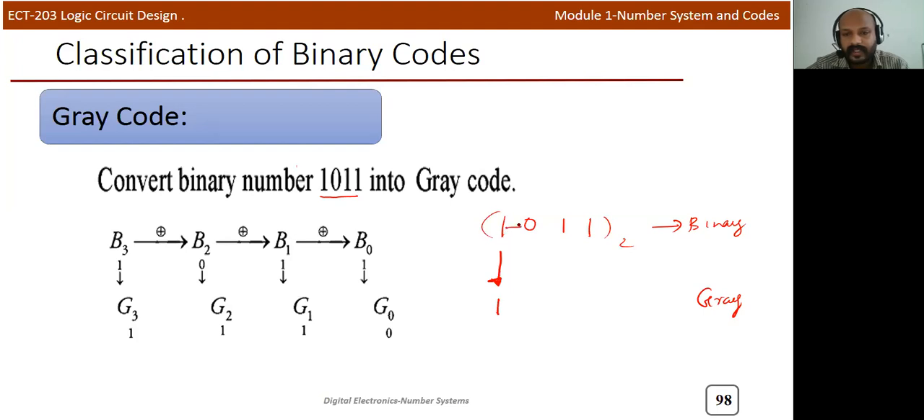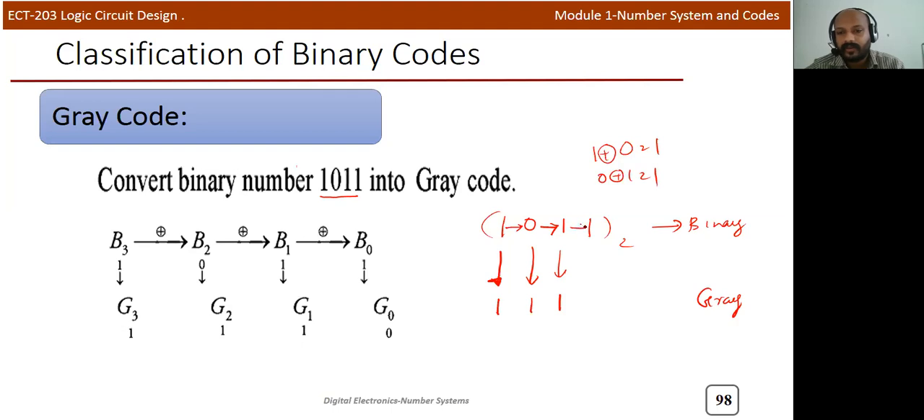So we will XOR like this: 1 XOR 0 will give you 1. Then the next bit is calculated between the previous and the current binary sequence. Again, you need to perform the XOR operation. So 0 and 1, you need to XOR. Again, you will get 1. 0 XOR 1 is again 1.